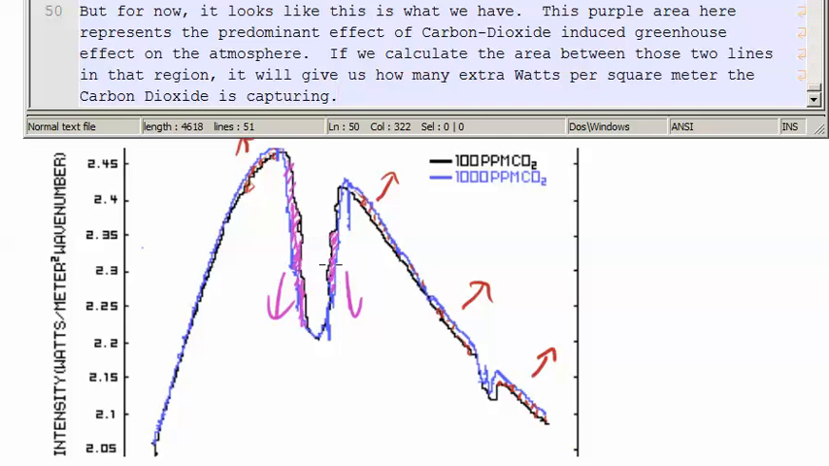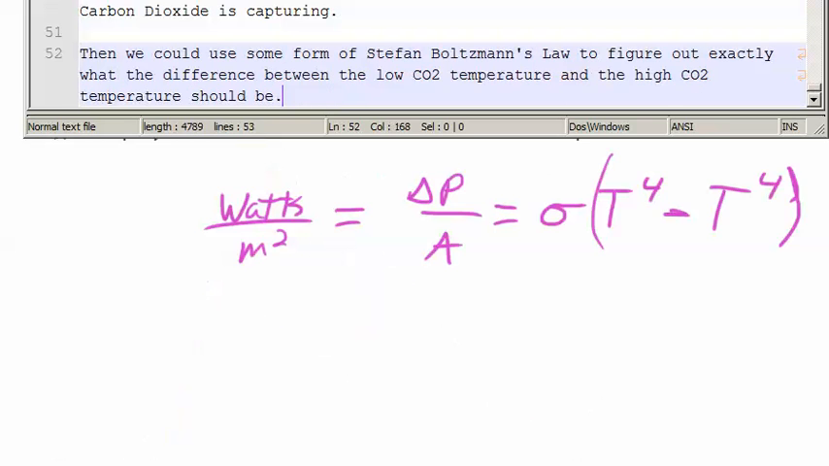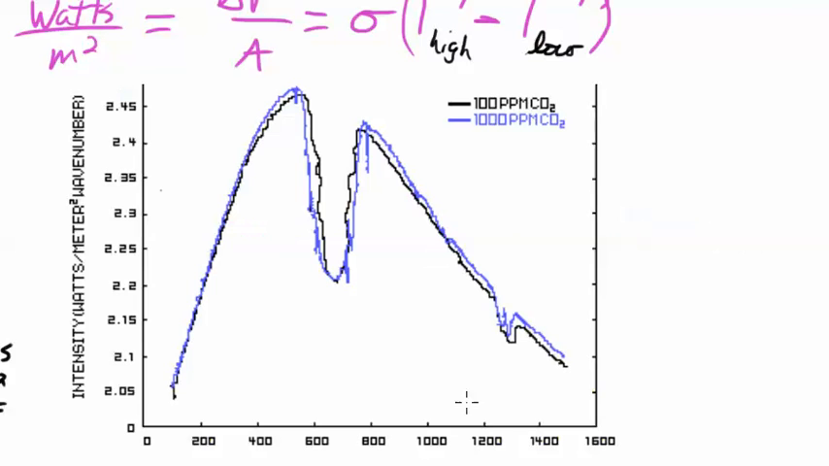If we calculate the area between the two lines in that region, it will give us how many extra watts per square meter the carbon dioxide is capturing. Then we could use some form of Stefan-Boltzmann's law to figure out exactly what the temperature difference should be between the low carbon dioxide temperature and the high carbon dioxide temperature. Let's see if we can get an extremely rough estimate of how big this change is.